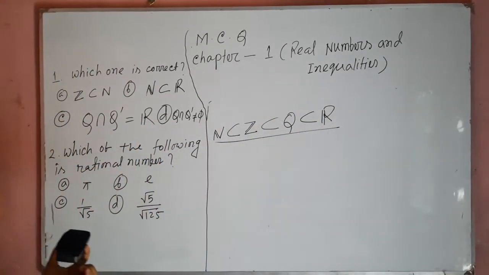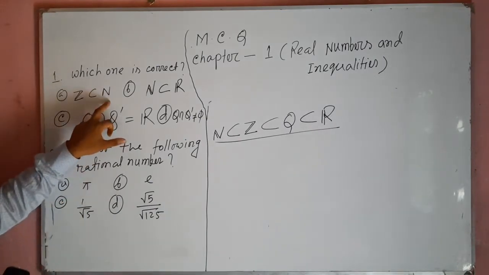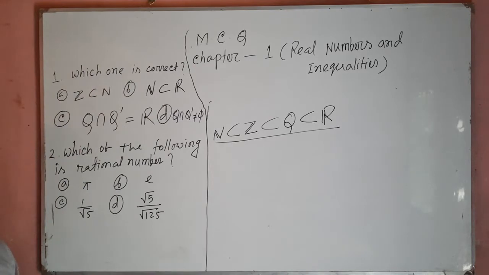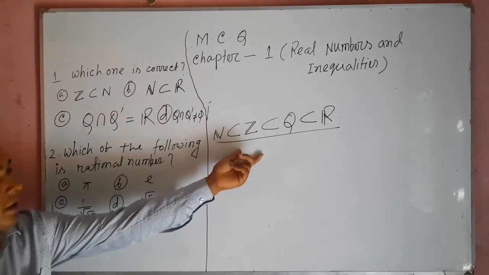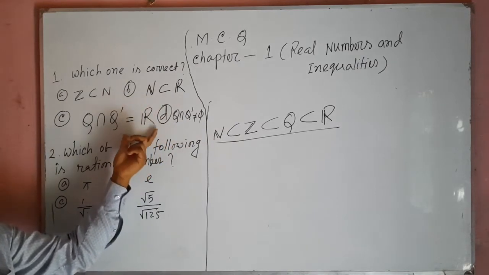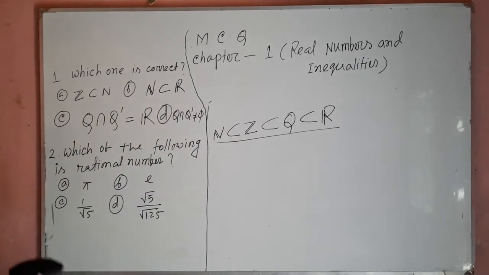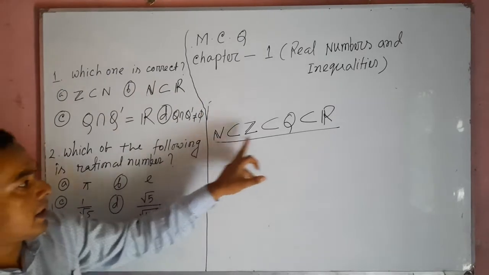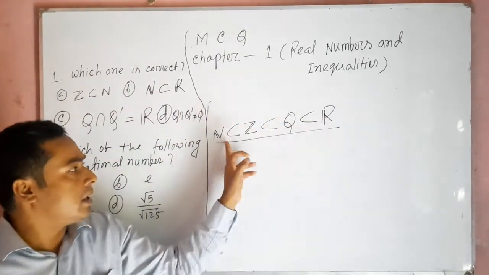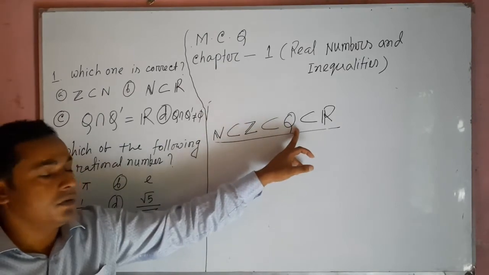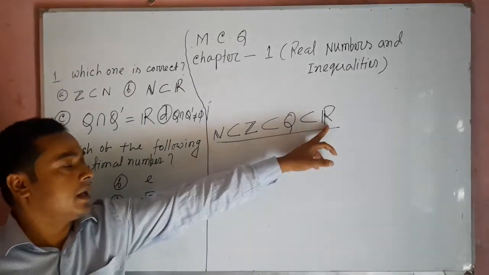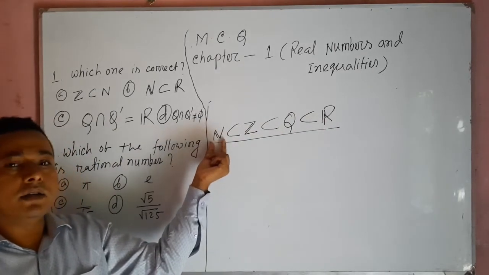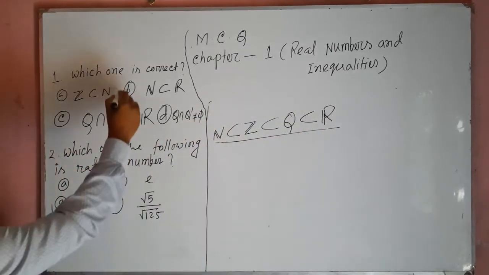At first, if we observe this first MCQ, which one is correct? If we memorize these things, then we can give the answer easily. At first, Z is a subset of natural numbers. This is not defined by this relation. And natural number is a subset of real number. It is true. Natural number is a subset of Z, Z is a subset of Q, I mean rational, and Q is a subset of real. So N, the natural numbers, are a subset of real numbers. This answer option is right.